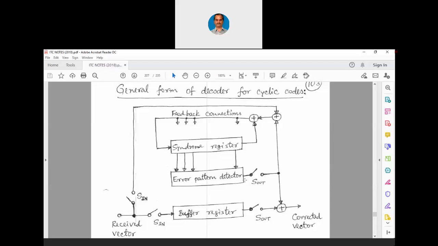So that particular MSB, if it has an error, later on after all the 7 bits are input, now S in will be opened and S out will be closed. At that time the corrected code is going to be coming out of the error pattern detector as well. That is, the error correction is happening.